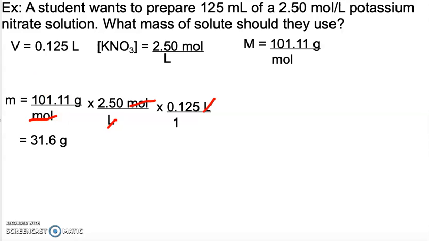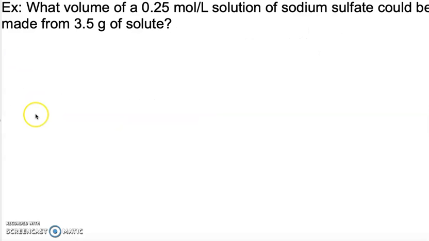So now we're going to look at calculating volume. So the difference now becomes they give you mass and concentration, and they ask you to find what that volume is going to be. So here we have: what volume of a 0.25 mole per liter solution of sodium sulfate could be made from 3.5 grams of solute? Okay, so we have a mass given to us as 3.5 grams.